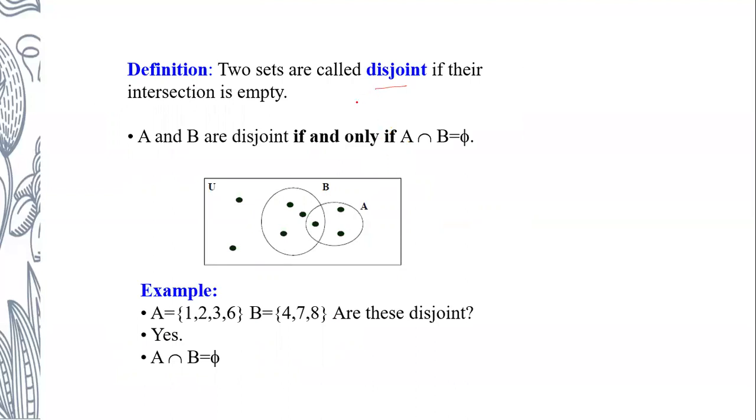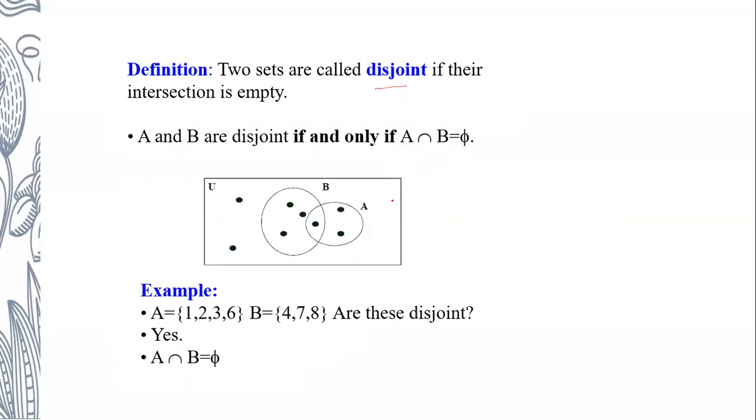When do we say two sets are disjoint? Disjoint, no joint, right? Two sets are said to be disjoint if A intersection B is equal to empty. A intersection B must be empty. There must not be any common elements.